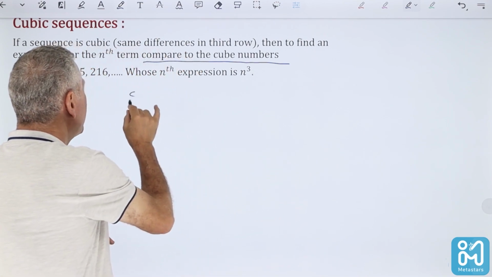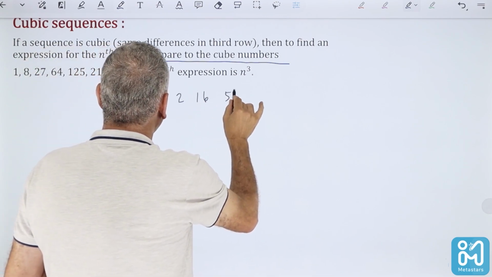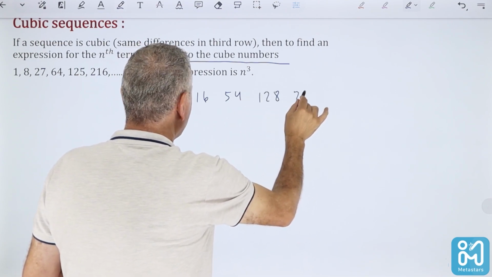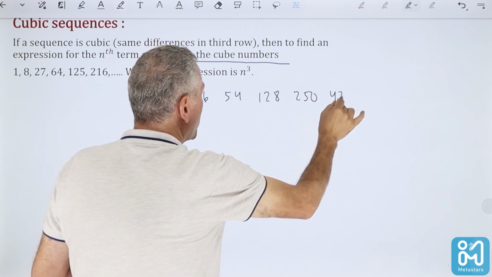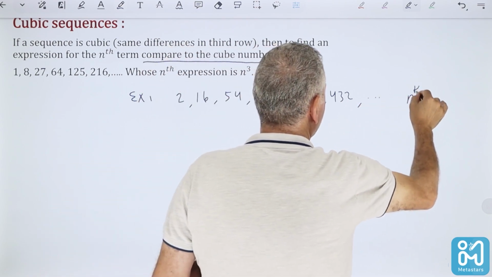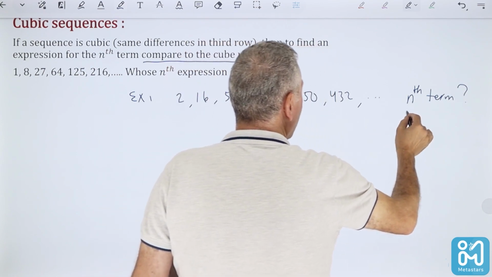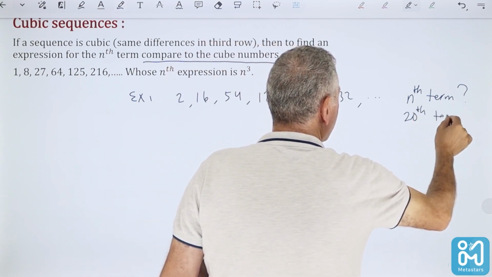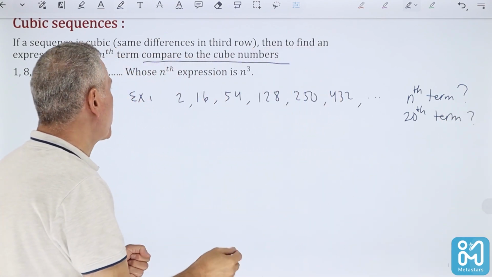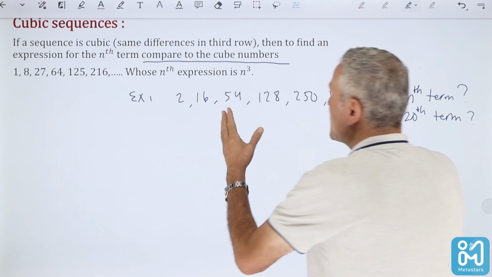So for example, if you have, let's say, 2, 16, 54, 128, and 250, and 432, for example, and you want to find the nth term, or if you want to find, for example, the 20th term. To find the 20th term, you would also have to find the nth term first, then find the 20th term from it.